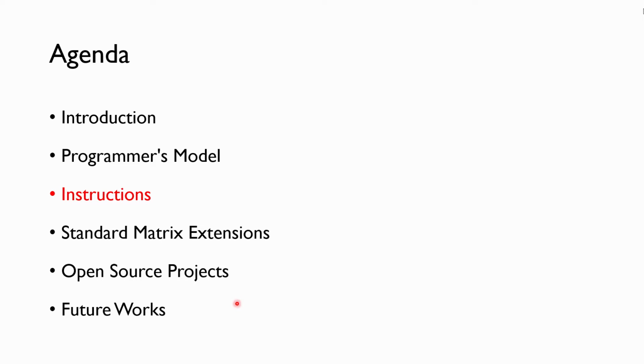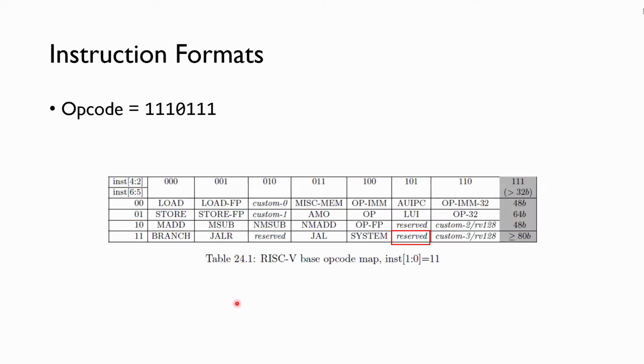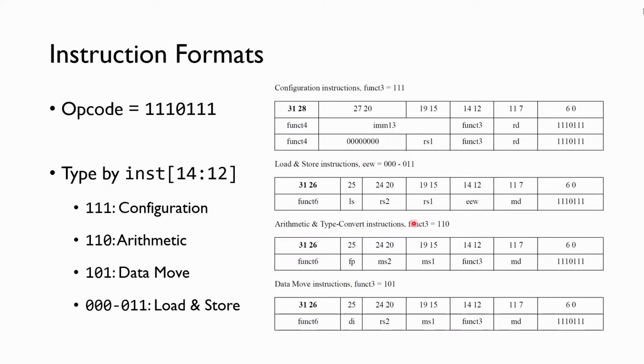So let's take a look at the instruction format. The instructions in the matrix extension use a new major opcode, 1110111, here in the opcode map. The above one is for the vector extension.